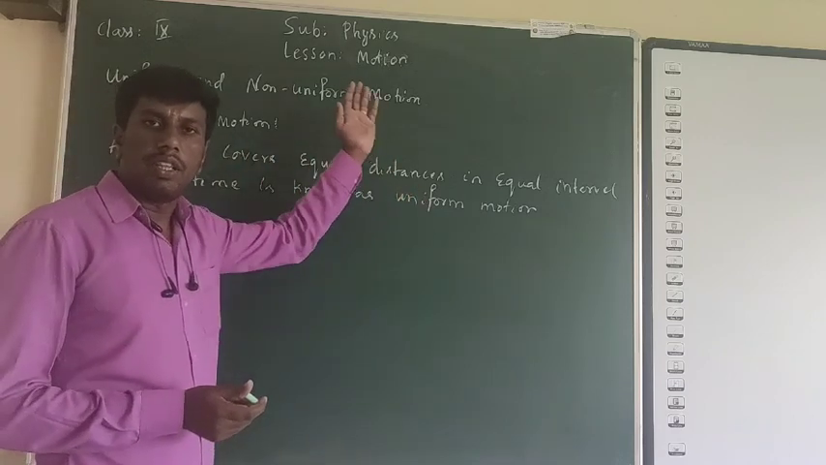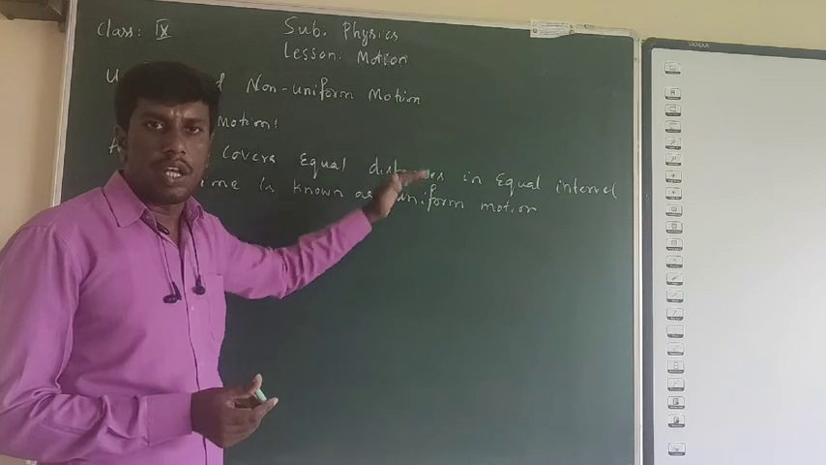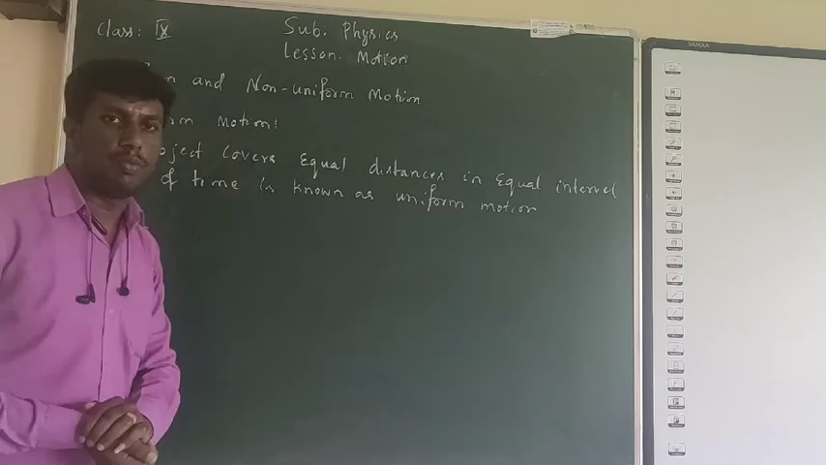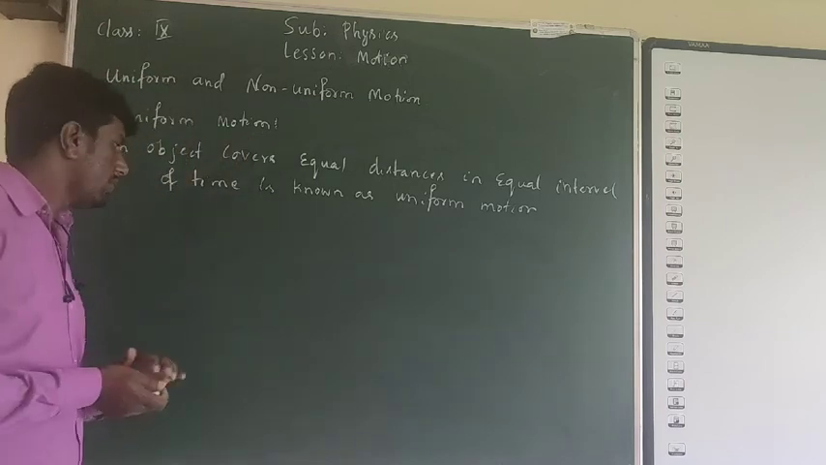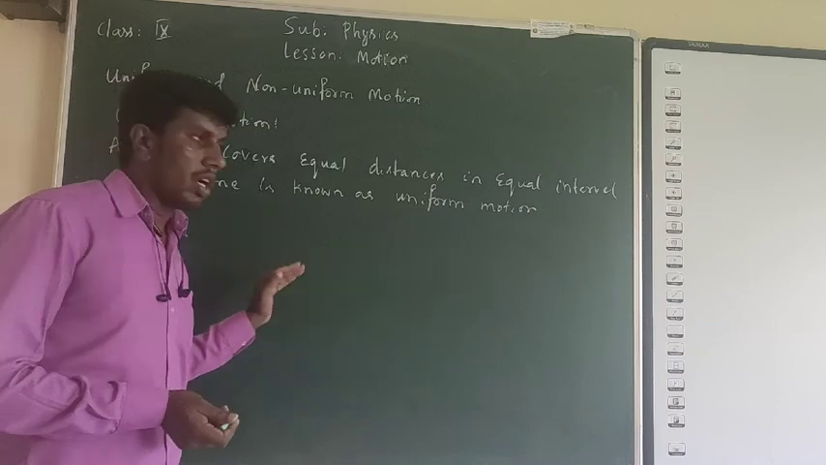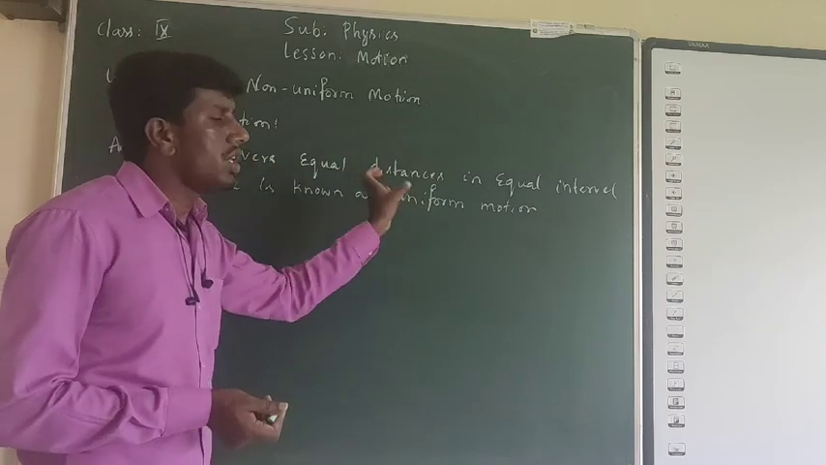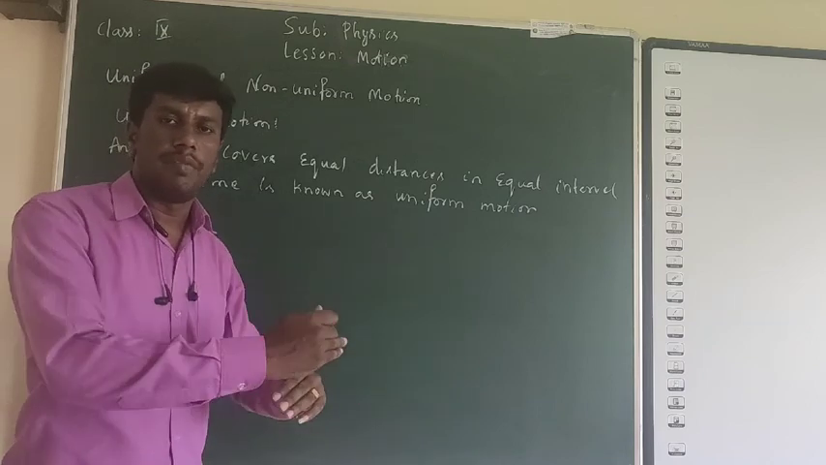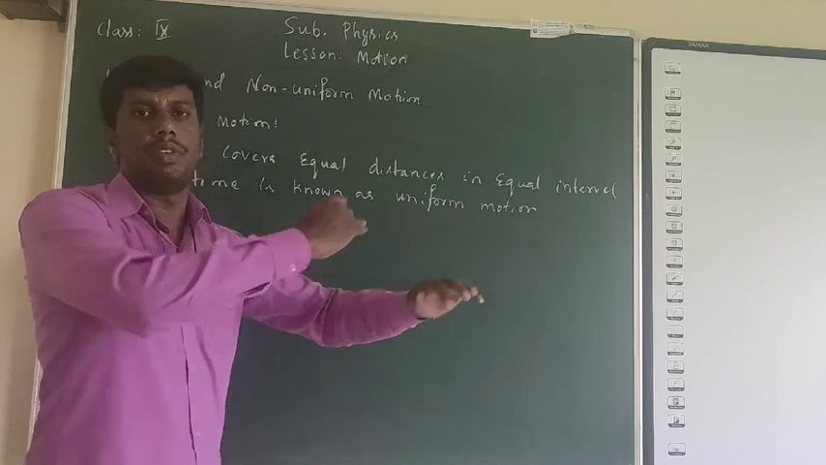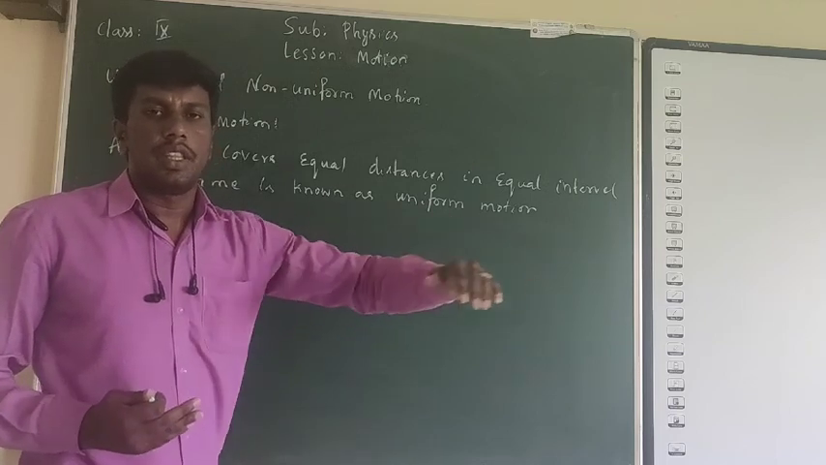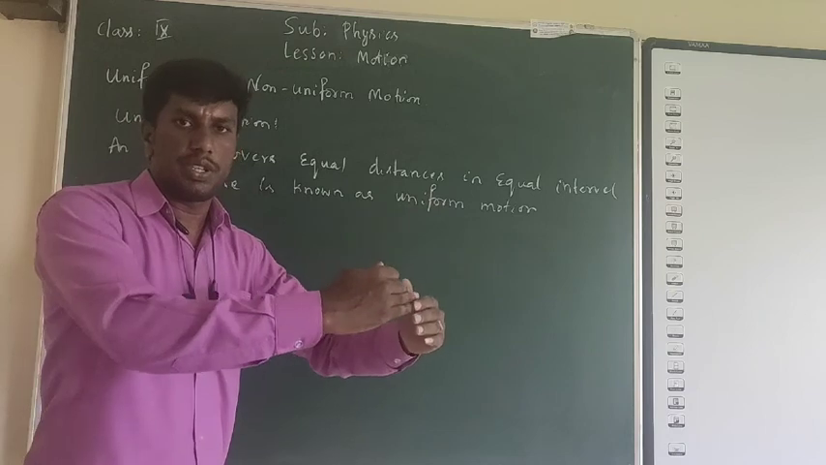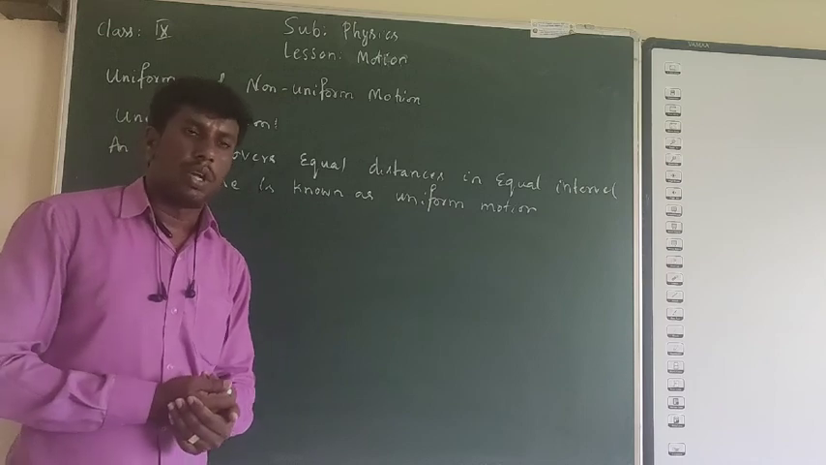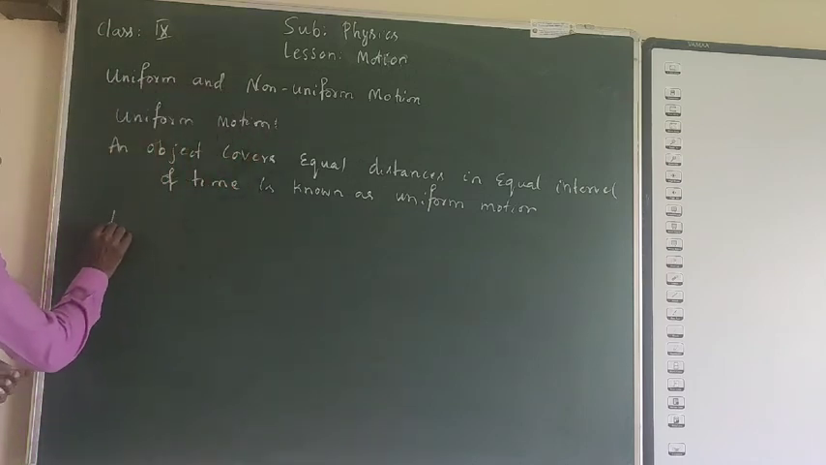Whatever questions and answers I gave in the last class, after writing those, write this uniform and non-uniform motion. What do you mean by uniform motion? If the object is moving in a straight line and covers equal distances in equal intervals of time, for the first second 5 meters, the next second again 5 meters, third second 5 meters, fourth second 5 meters, fifth second 5 meters, then it is called uniform motion. Now let us come to non-uniform motion.